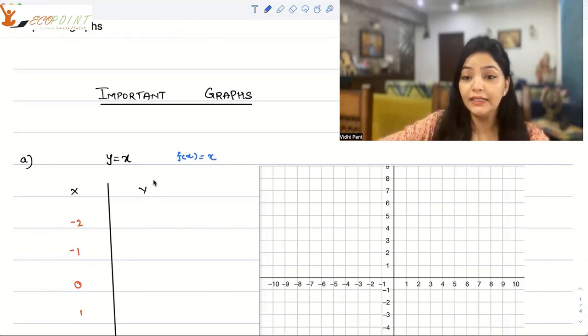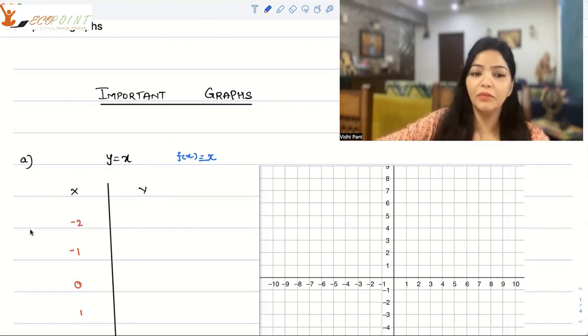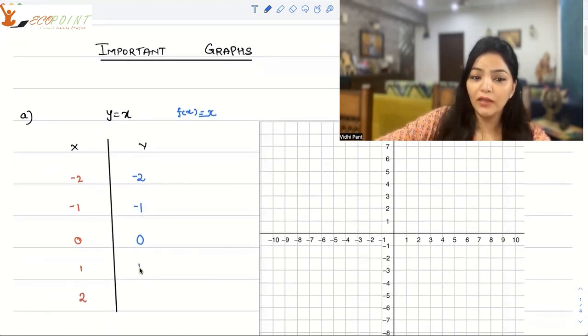It is clearly a linear case. The power, if you will see, for the variable x is 1. So it's a linear case. Now, the function y equals f of x is actually equal to x itself. That means when I take the x input as -2, the output y turns out to be -2. When I take x as -1, the output turns out to be -1. When I take input as 0, output itself is 0. When I take input as 1, output is 1. When I take input as 2, output is 2.